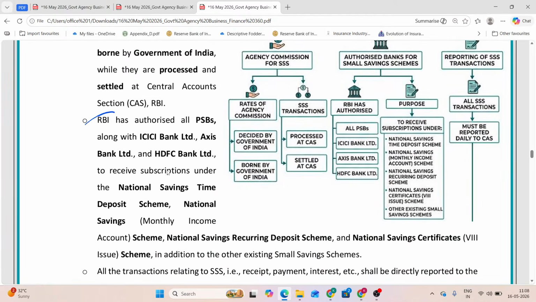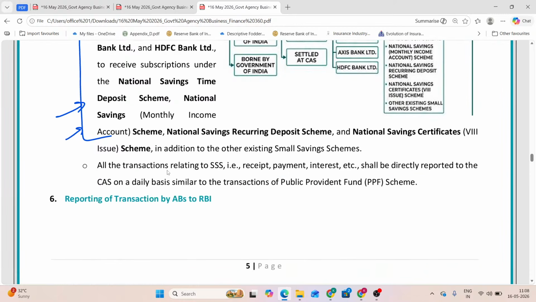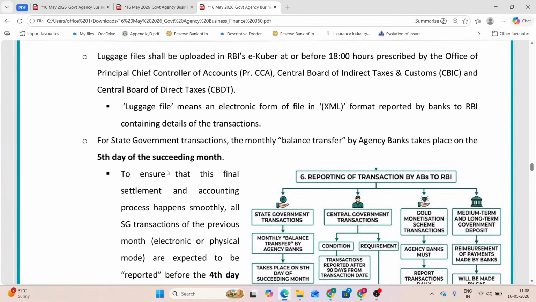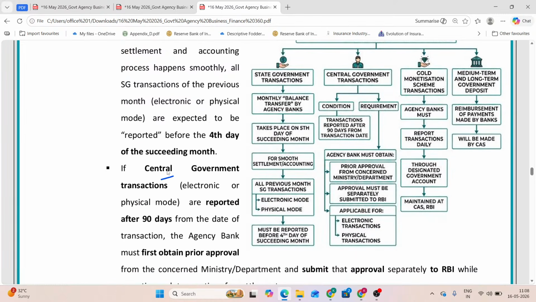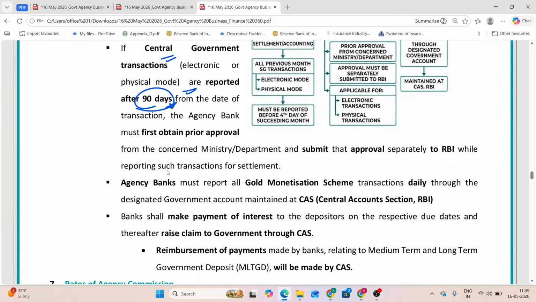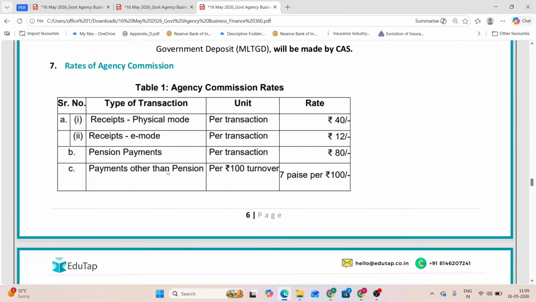Next, RBI has authorized which particular banks for the small saving schemes or for such kind of schemes, this is important. Next, the 5th day of the succeeding month for the balance transfer for the state governments, and for the central government transactions reported after 90 days, there are certain additional steps that will have to be undertaken. This is very, very important.